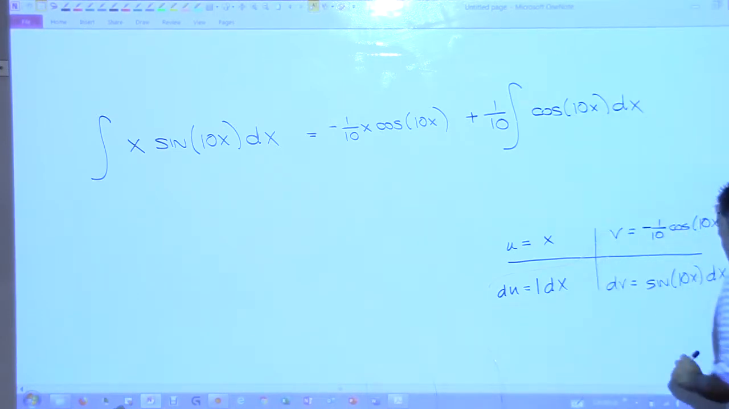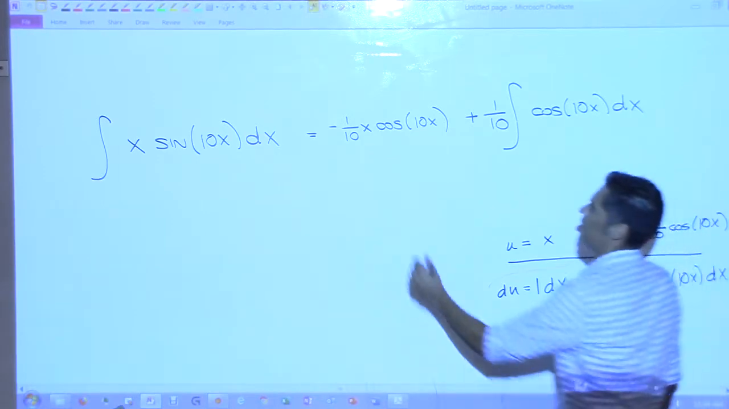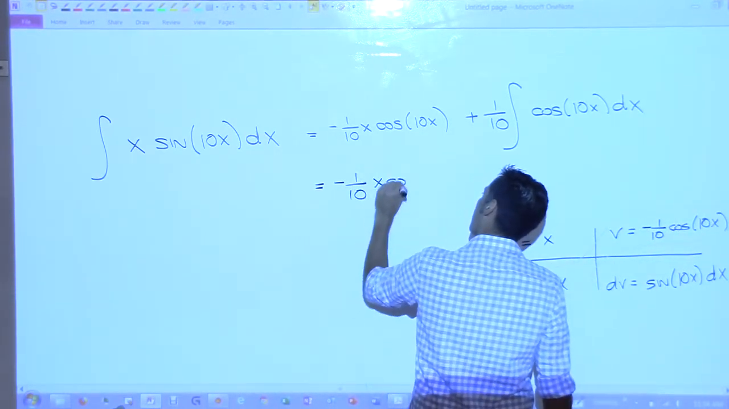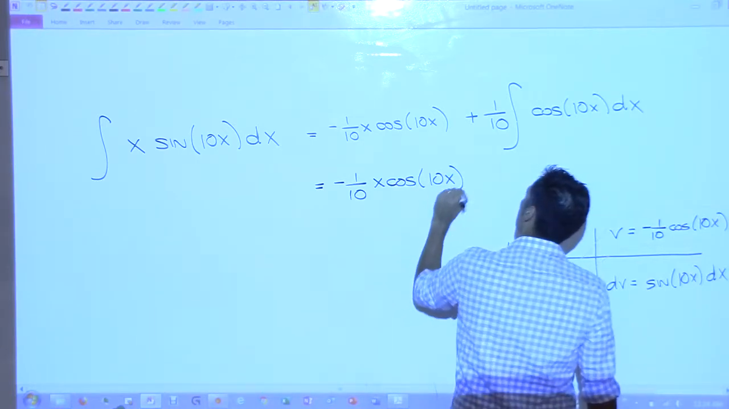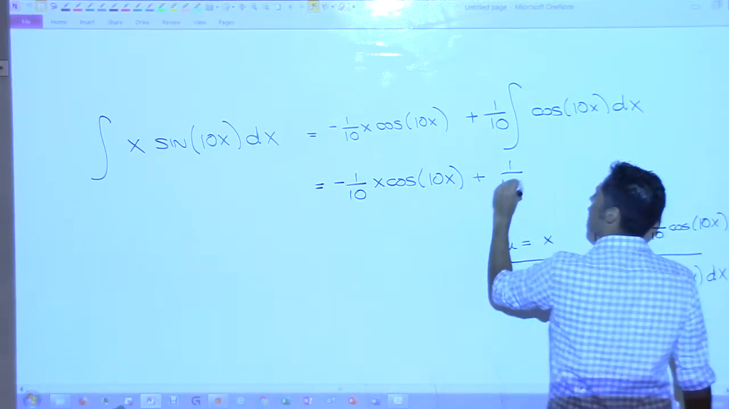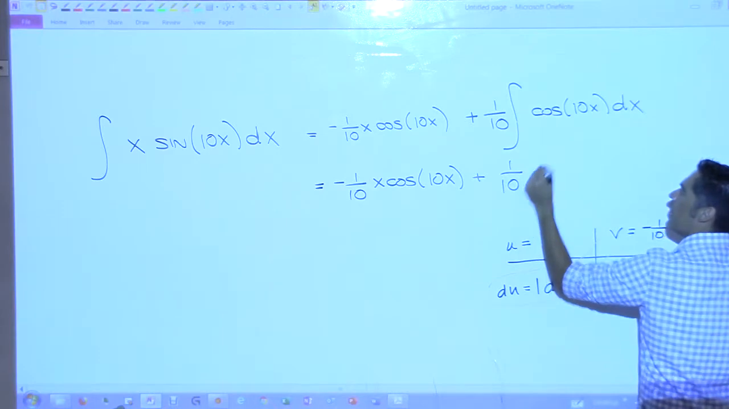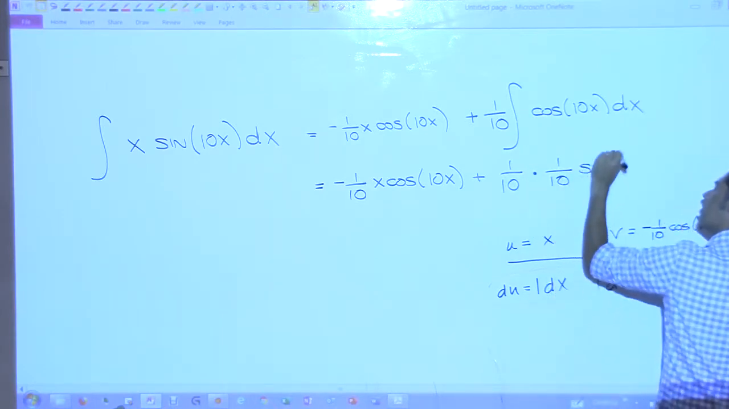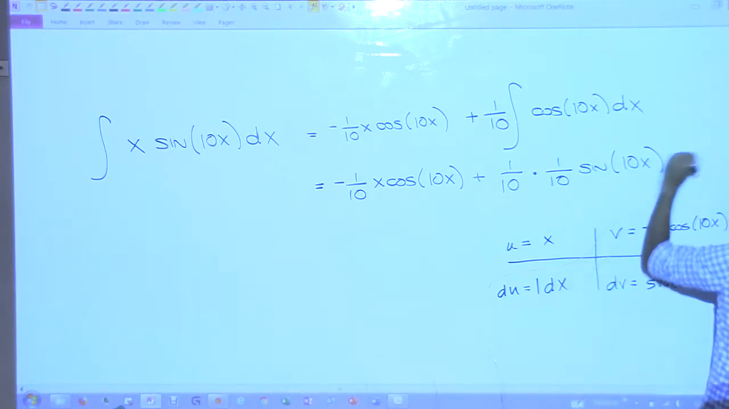And hopefully you can handle that. Can you handle that? Yeah? Antiderivative cosine 10x should be 1/10 sine 10x, right? So we are there. Now, we already had a 1/10 out here, didn't we? So now we have the antiderivative of that. We get another 1/10 out here, sine of 10x, and then we have plus c.